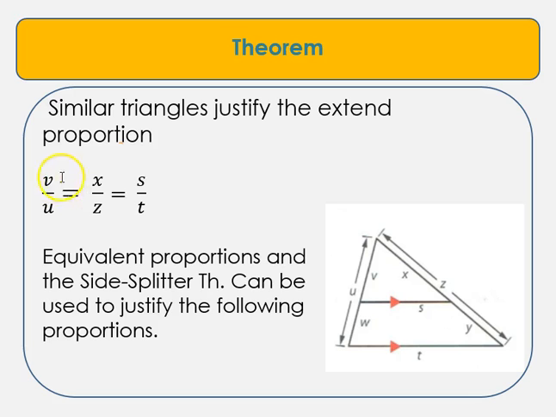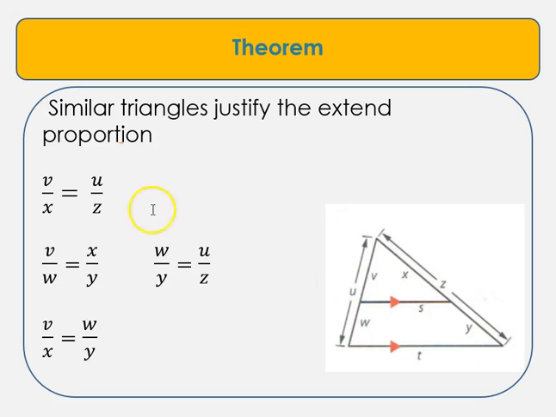And V, X, and S are the small triangle. U, Z, and T are the large triangle. So we have left side, right side, base, being compared to left side, right side, base. Equivalent proportions and the side splitter theorem can be used to justify the following proportions. And out of this mix, you can get all 4 proportions, and you could add these to your notes.